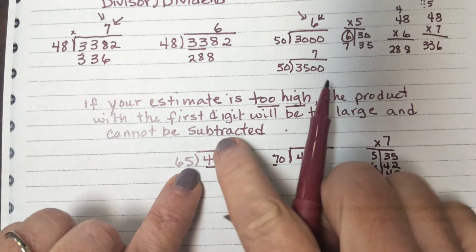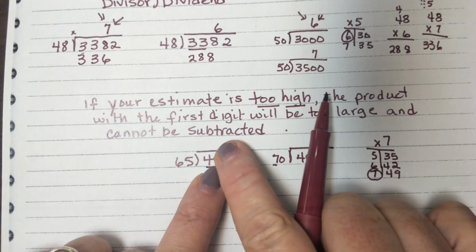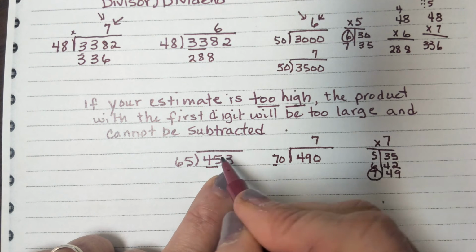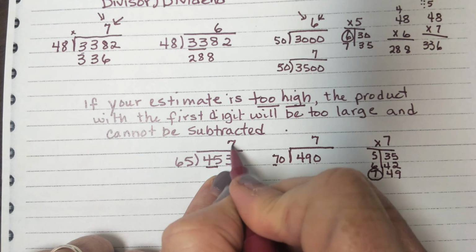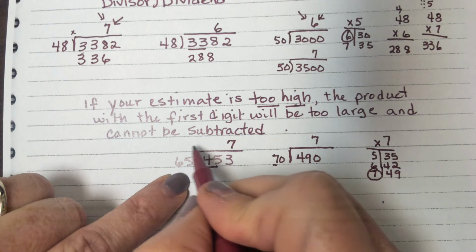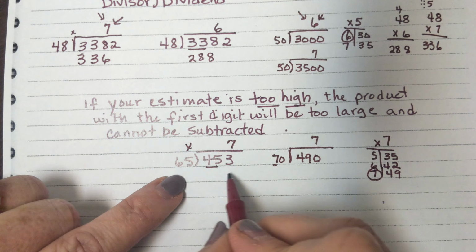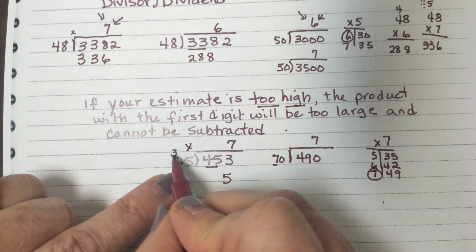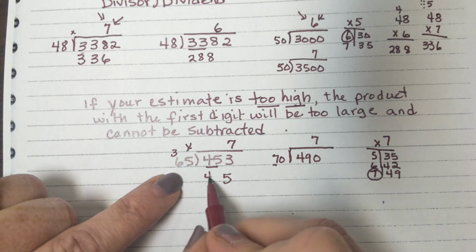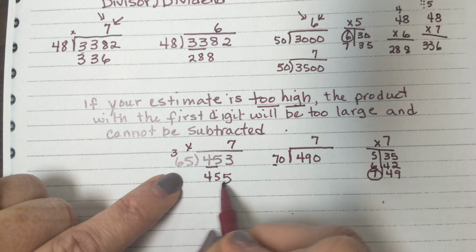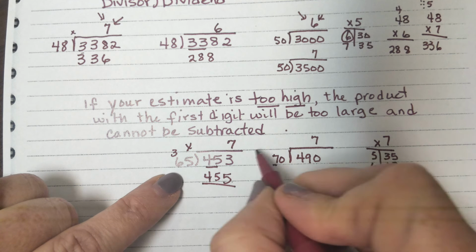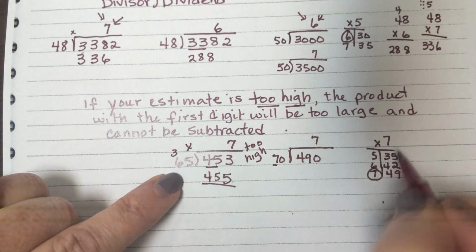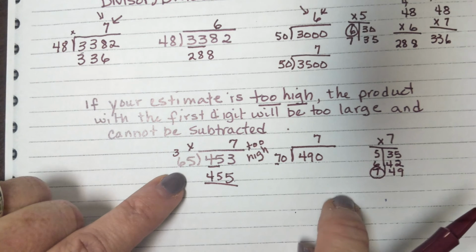So I'm going to come over here and go, well, let's see. 65 doesn't go into 4. It doesn't go into 45, but 65 does go into 453. I'm assuming it's going to go 7 times. So again, if you can make that leap of 7 times 5 is 35, carry your 3. 7 times 6 is 42, 43, 44, 45. Uh-oh, look here, guys. I can't take 5 from 3, so I am too high. I am too high. So if my number's too high, in adjusting my quotient, what should I adjust it to?